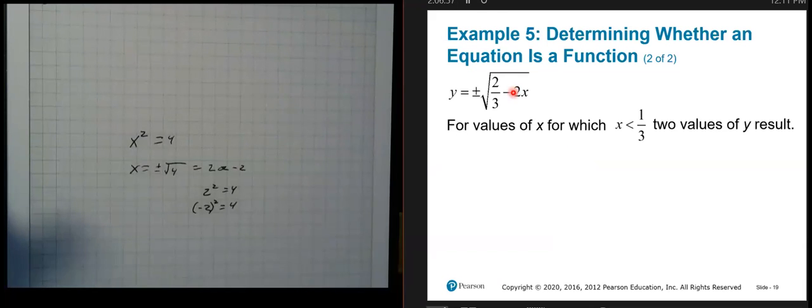Now x has to be strictly greater than 1/3 to give us 2 values, because if it did equal 1/3, then what's in here goes to 0, and the square root is 0. It has a unique square root, so it only gives us one value. But any other value we put in for x will end up getting 2 square roots. One's positive and the other's negative.